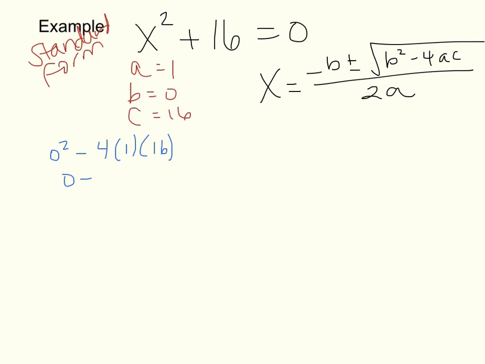So that's 0 minus 64. So my discriminant is negative 64. Remember, if it's a negative discriminant, that means I'm going to have imaginary roots. So that can kind of give us an idea of what our answer should be. We should have an i in our answer.